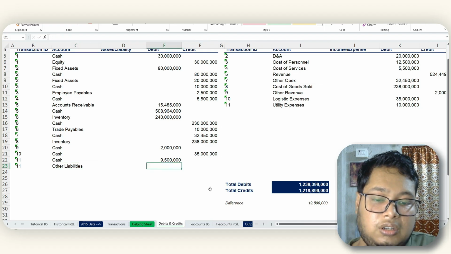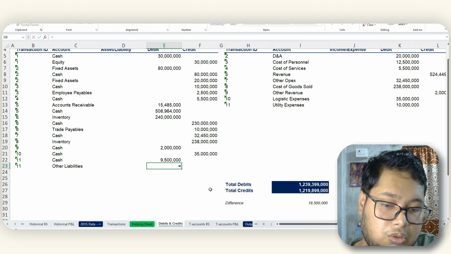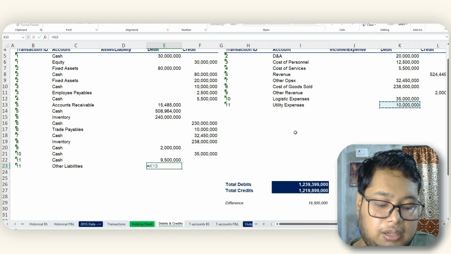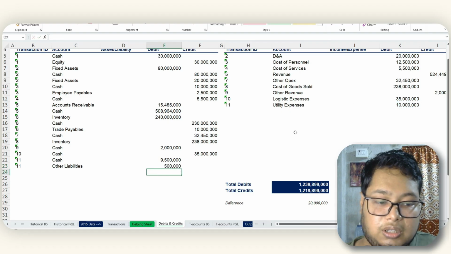So I have to use the other liabilities only. I will not put the value manually, obviously. So this number minus this number, that much is our other liability.